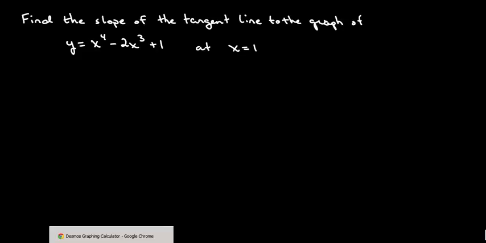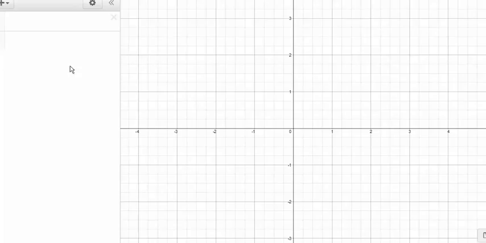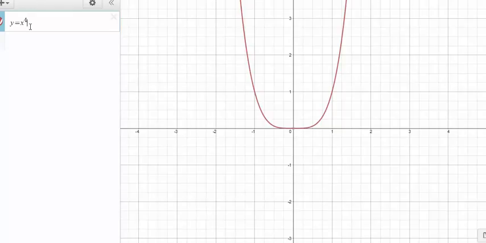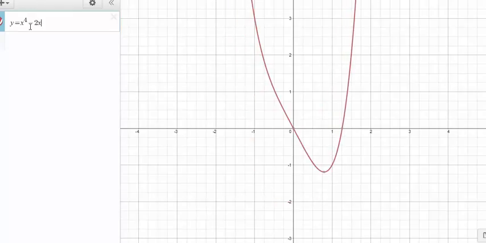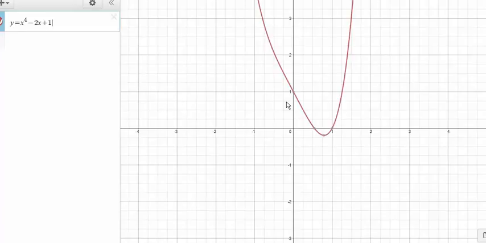I'm going to go to Desmos, and I'm just going to type in that function. So we have y is equal to x to the fourth minus 2x plus 1. Okay, so it's kind of an ugly function, right? And what we want is, when x is equal to 1, the slope of the line running tangent to this point right here.